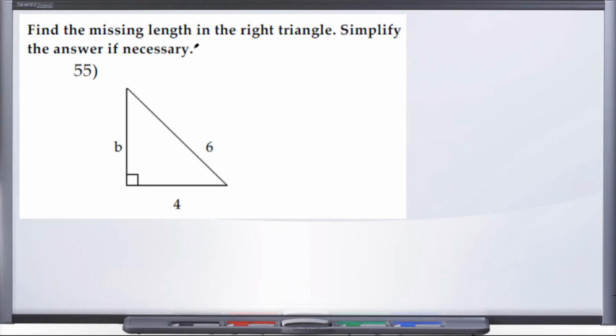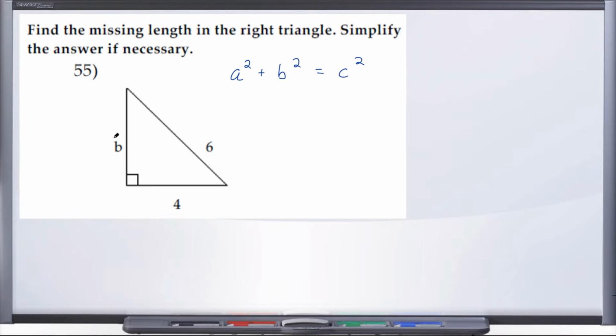55. Find the missing length in the right triangle. Simplify the answer if necessary. So since we've been given a right triangle and we want to find one of the missing sides, we're going to use, as you'll recall, a squared plus b squared equals c squared, Pythagorean's theorem.